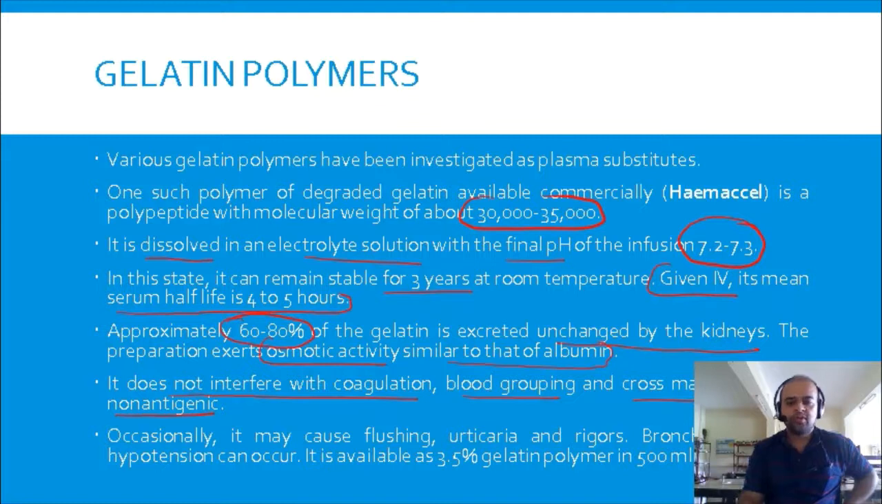Occasionally it may cause flushing and urticaria. Flushing is reddening of the skin, urticaria is skin eruptions, and bronchospasm and hypotension can also occur. It is available as 3.5% gelatin polymer in 500 ml of solvent. Okay, so with this we have finished the topic, that is, plasma volume expanders.